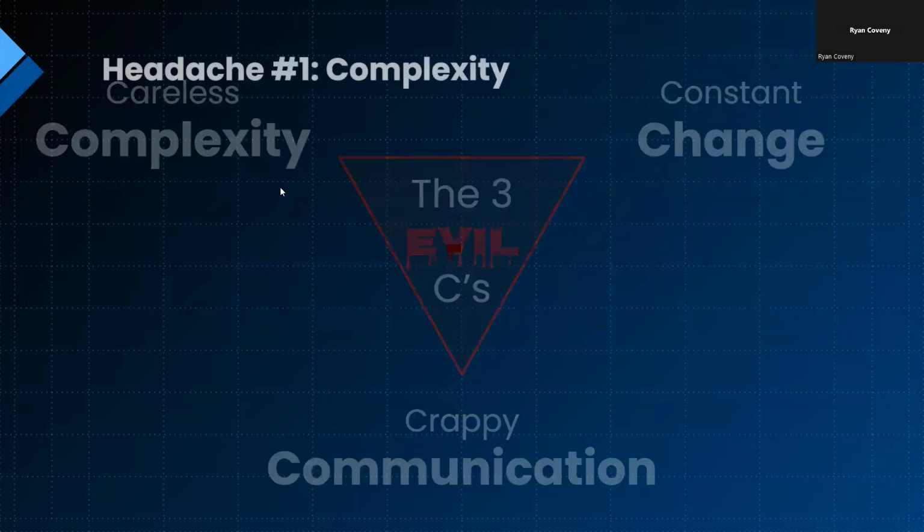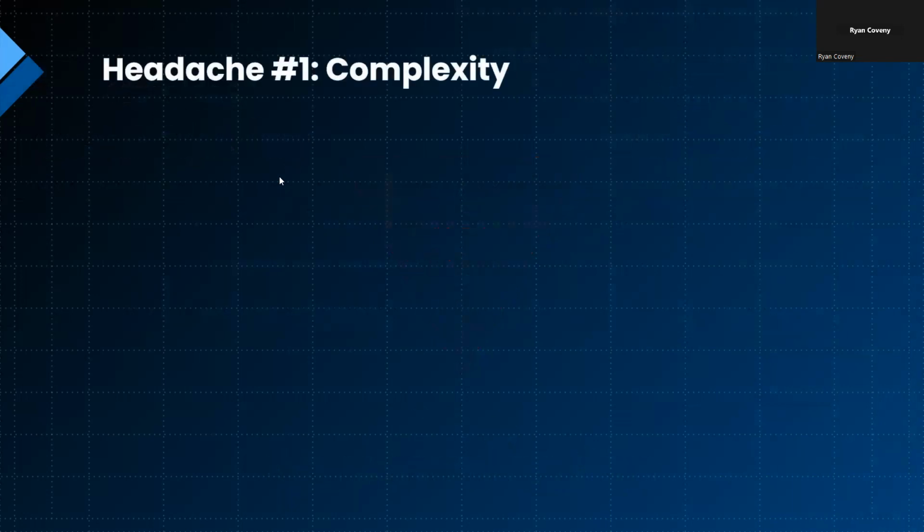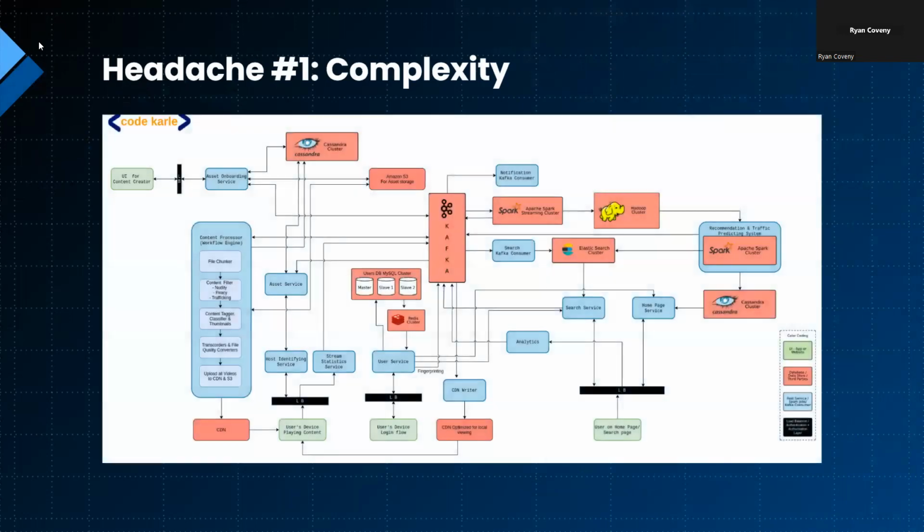So, other than some nice alliteration, what are these things and how do they make our jobs harder? So first off, complexity. Now, I want y'all to look at this diagram real quick and tell me what this does.